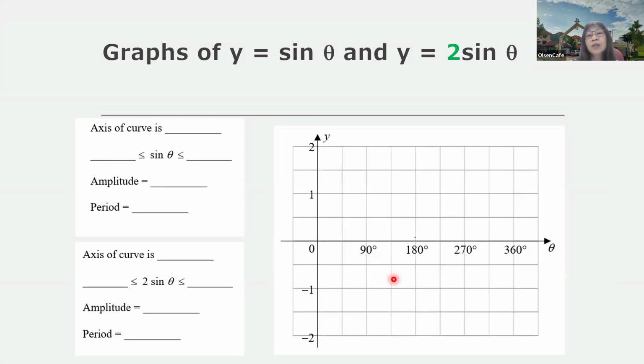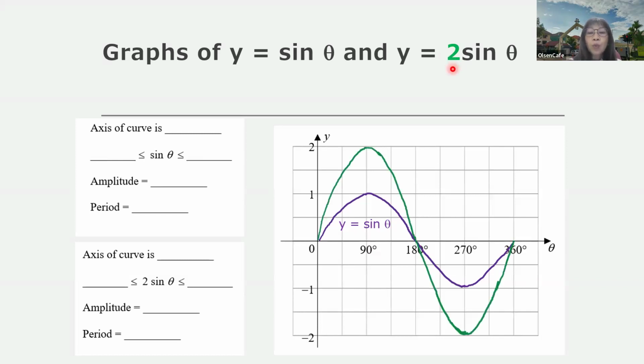Now let us take a look at the first graph. We will see y equals sine theta and y equals 2 sine theta. Now we already know the basic sine graph will look like this, one complete cycle. So this is the standard sine graph. The second graph here is y equals 2 sine theta. There is an additional 2 outside of the function. So what is the impact of this 2 here? This will actually affect the amplitude of the sine graph.